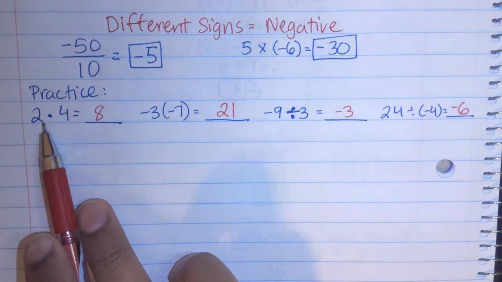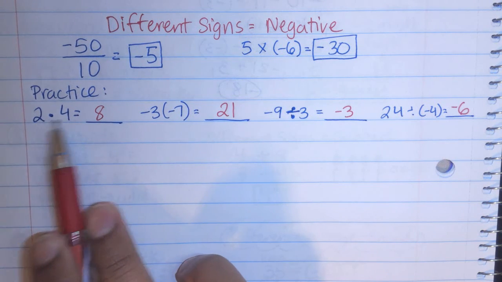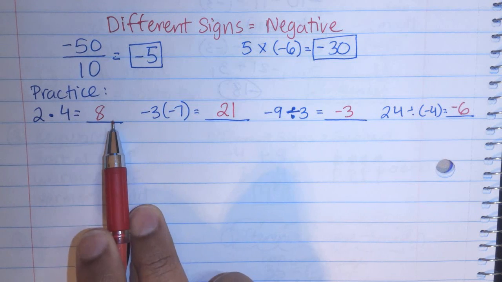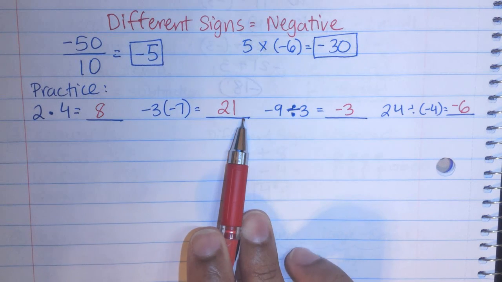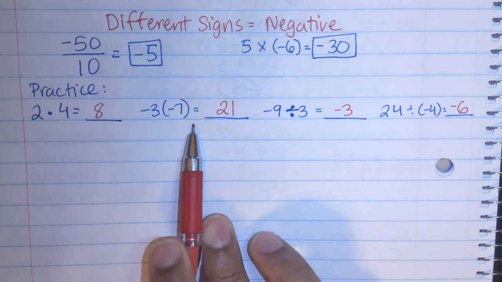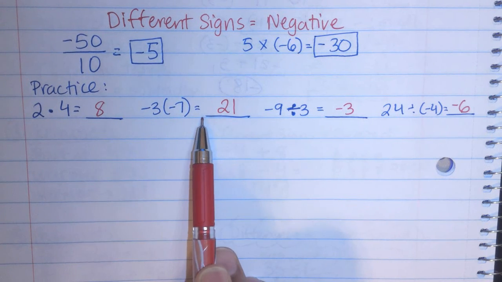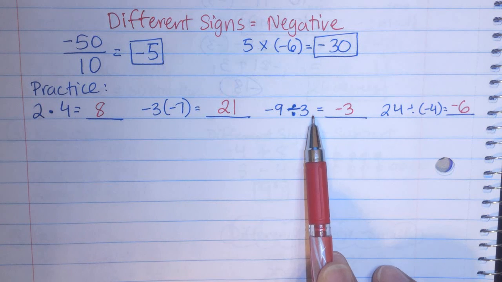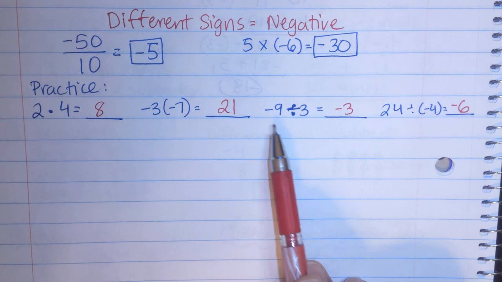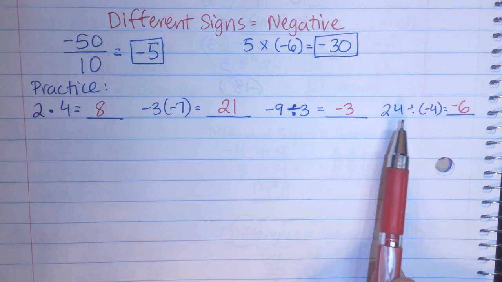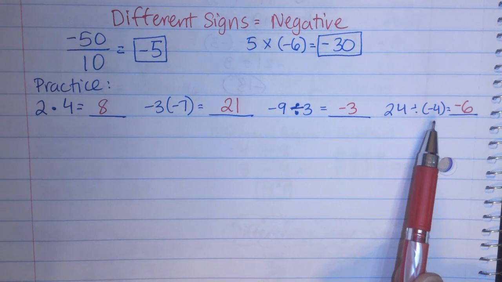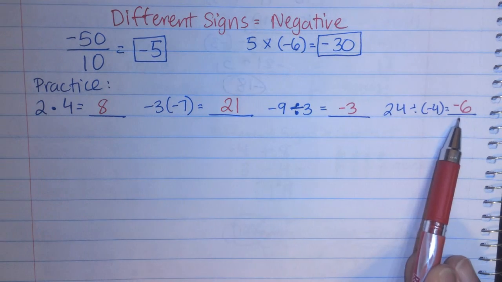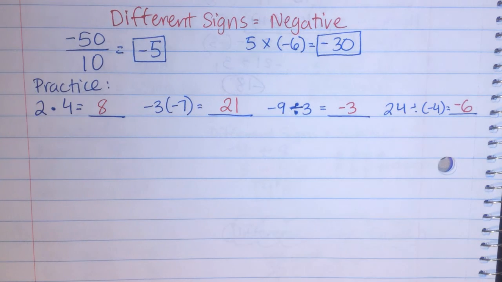Awesome. So remember, not that bad. Multiplying a positive by a positive gets you a positive. Negative times a negative gets you a positive because they're both the same sign. So I get 4 times 2 is 8. Negative 3 times negative 7 is 21. Negative 9 divided by 3: 9 divided by 3 is 3, but because they're different signs, the answer is negative 3. 24 divided by negative 3: well, 24 divided by 3 gets me 8. Different signs, answer is negative.